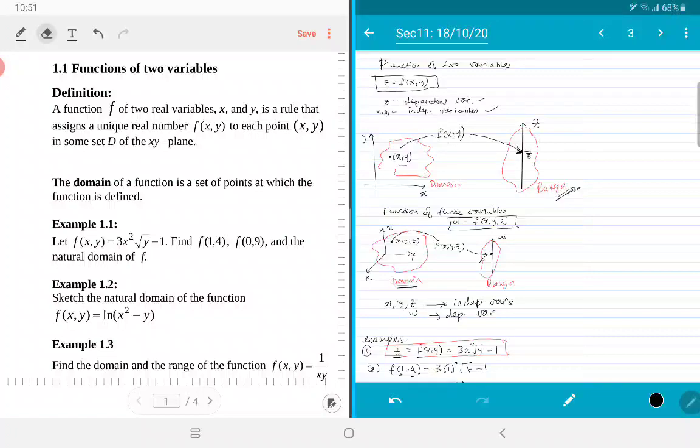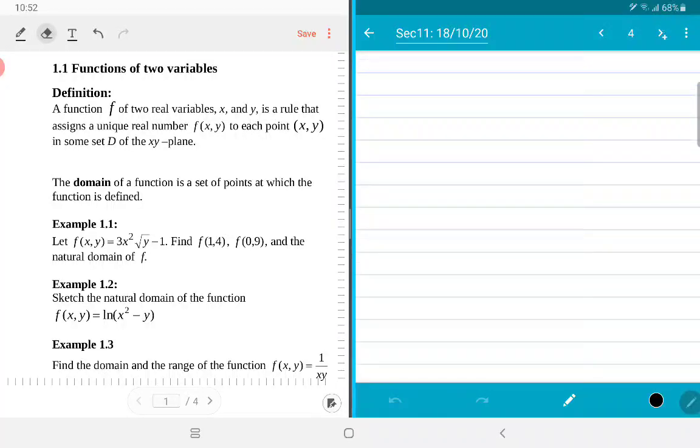Welcome back. Okay, let's proceed to example 1.2. We are still on domain and range for multivariable functions. In example 1.2, we are asked to sketch the natural domain of the function. In order for us to be able to sketch the domain of the function, we need to find the domain of the function first. As you recall from before, the domain of a function is the set of points at which the function is defined. So okay, let's proceed.